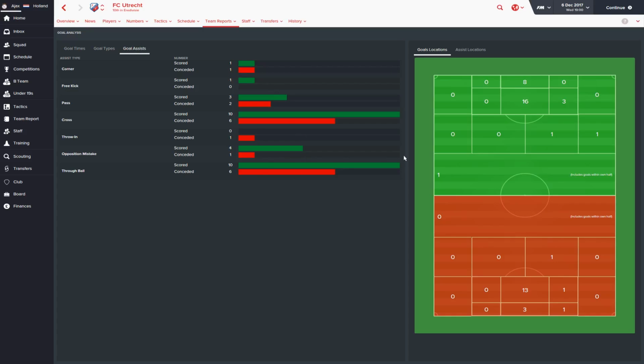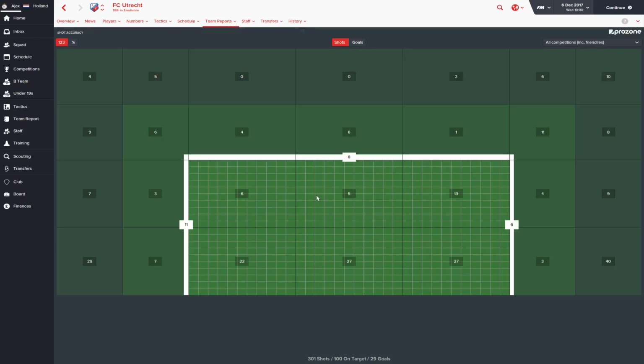Alrighty, so that's pretty much what we've seen there. That's pretty much everything through there, which is good. Shots. To be honest, I don't find a huge amount of benefit in this. I'm not really quite sure how you would actually incorporate this into your tactics.